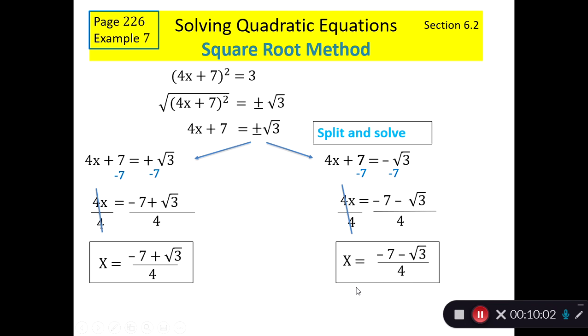Now, the other way of showing them, instead of just two separately. Both have the negative 7 and the 4. The only difference is one's positive here, one's negative here. So you can write it as negative 7 plus or minus square root of 3 over 4.